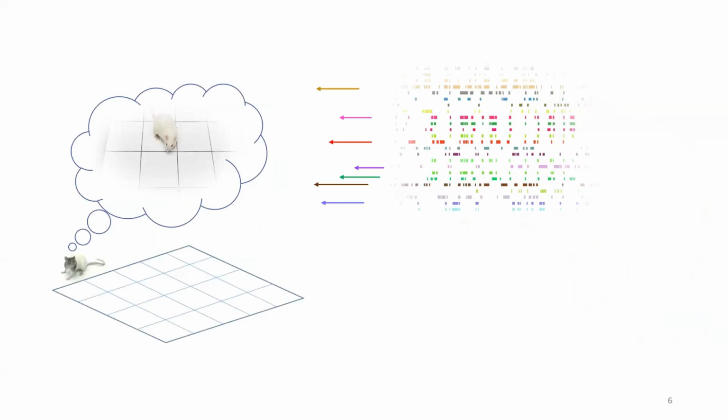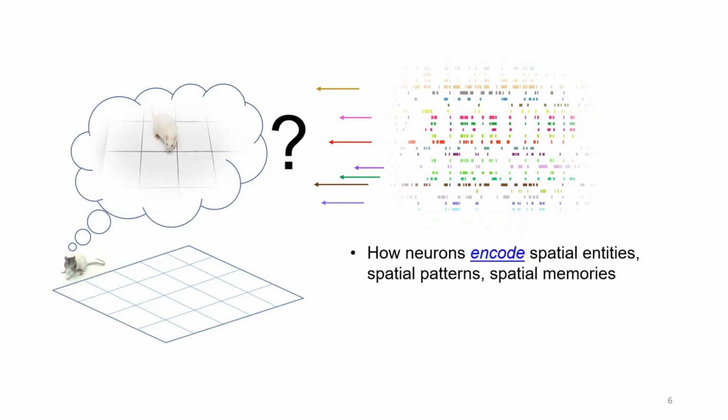Now, of course, all our approaches to this are coming from animal electrophysiology, because we fundamentally believe that principles of spatial cognition are the same, or at least similar, right? So the fundamental question that we would like to ask is, how do neurons encode spatial entities, spatial patterns, and spatial memories? But this way of asking the question proves to be kind of open-ended and conceptually complicated.